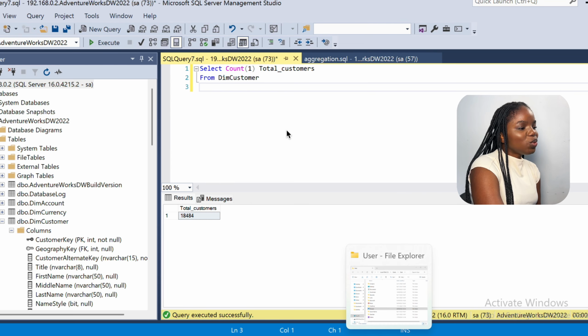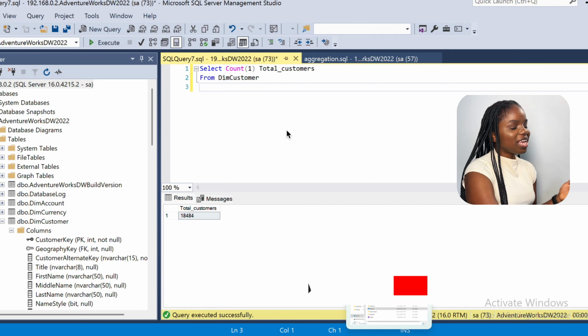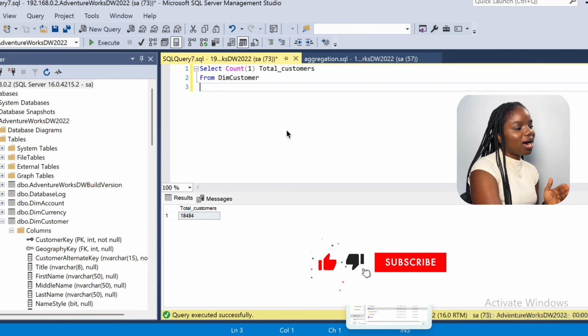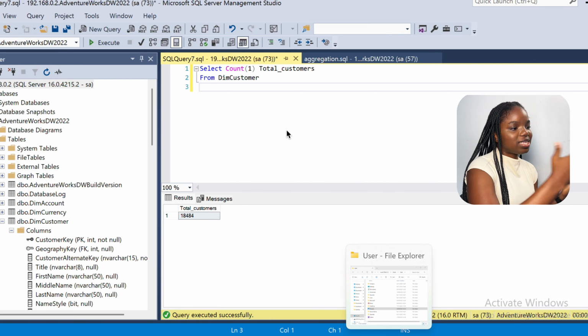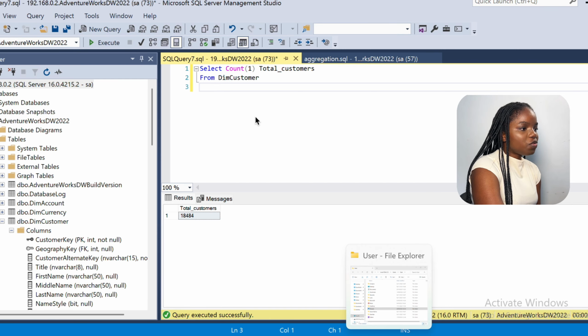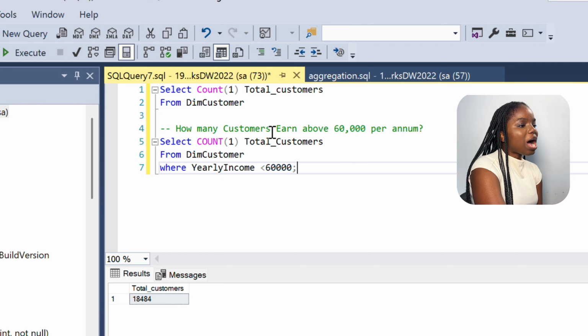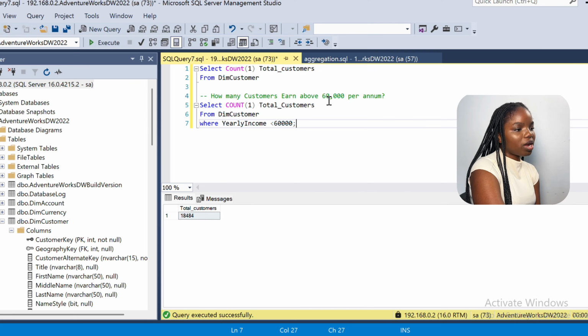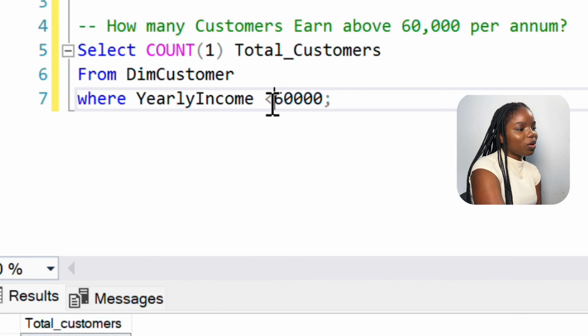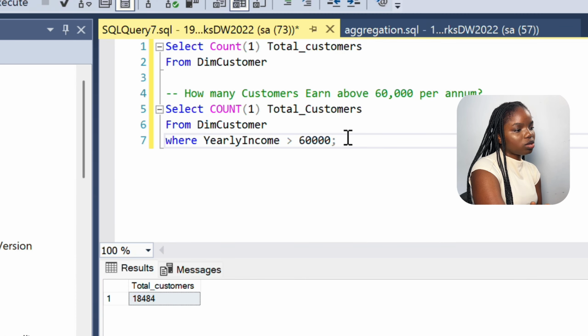So the next thing we want to know now is the earning capacity of our customers. How many customers do we have that earn above a certain income level? I have written this before, I'm just going to paste it here so that we don't waste time. So how many customers do we have that earn above $60,000 per annum? And I would change this to greater than, so they have to be earning above $60,000 per annum.